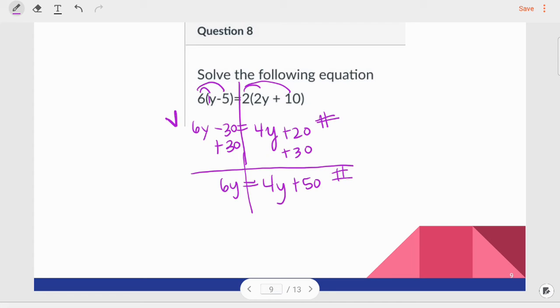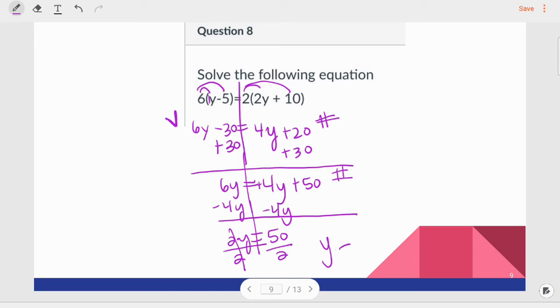This is my number side, so I need to get rid of the 4y, and since it's a positive, I'm going to subtract. 6 minus 4 is 2y, so I'm left with 2y equals 50. And last but not least, I'm going to undo the multiplication with division. That disappears, and y is equal to 50 divided by 2 is 25.